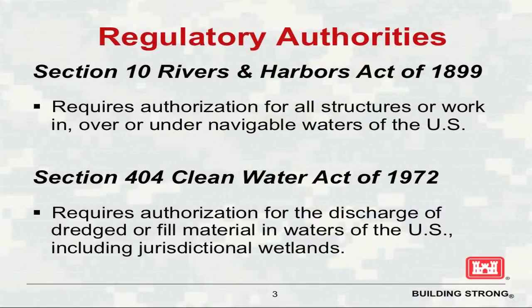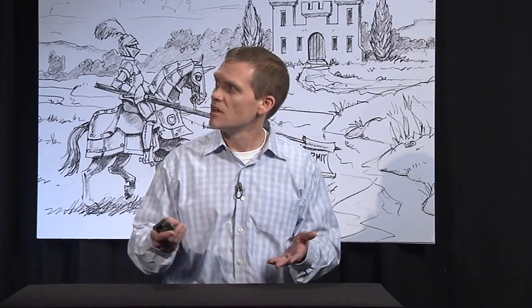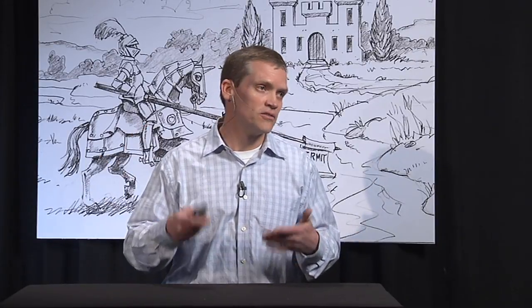So our regulatory authorities, we have two, one being Section 10 of the Rivers and Harbors Act. Basically this authorizes work or structures in Section 10 or navigable waters, like the Missouri River. It is actually for any work in, over, or under the navigable water.